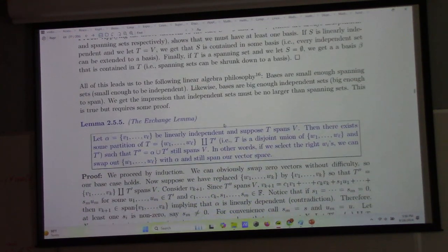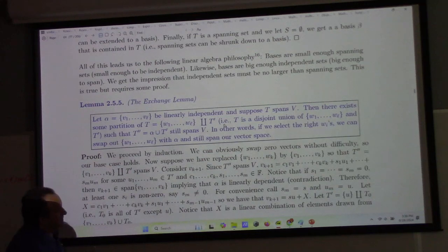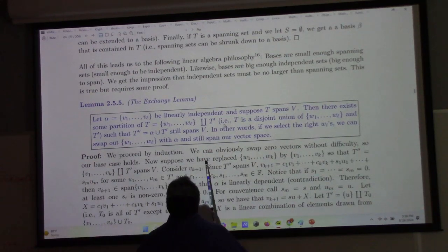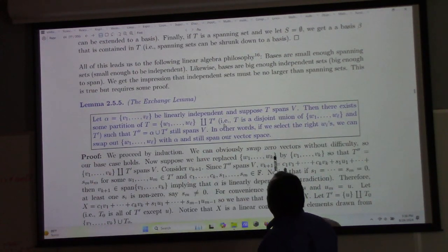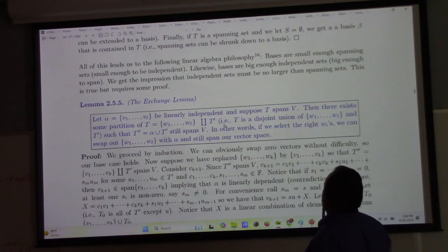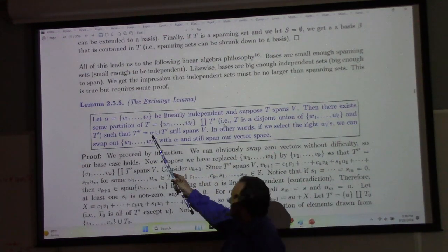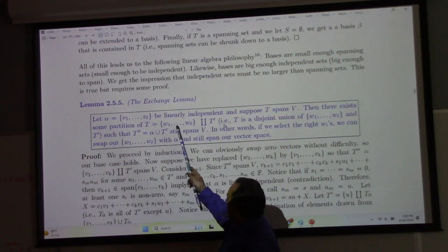This one's a little bit more technical. This is the exchange lemma. It says that if you have a linearly independent set of vectors alpha, and suppose T spans V. T is another set, that's fine. And T spans V. Then there exists some partition of T, say W1 through WL.